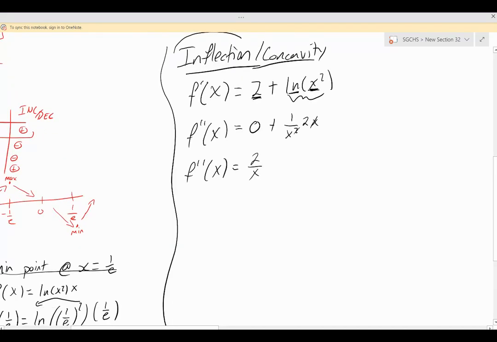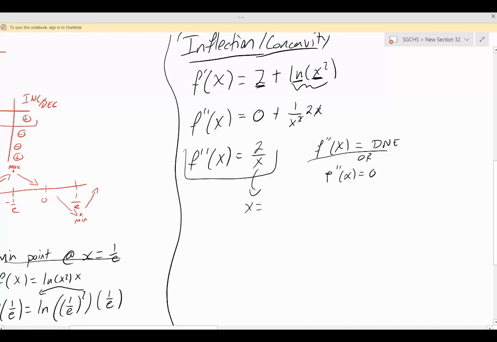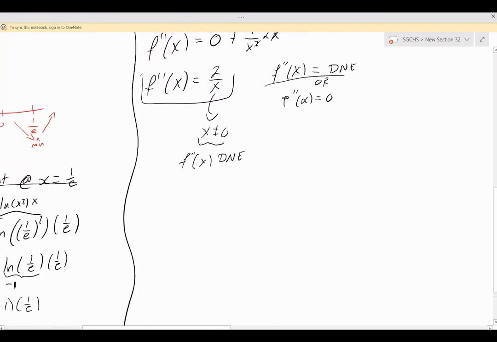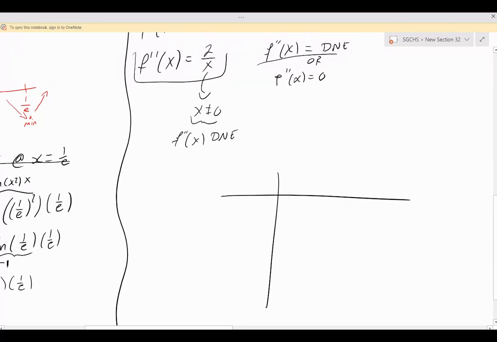Now, inflection points are quite similar to trying to find max or min values. They can either be tied to when the second derivative does not exist or the second derivative equals 0. Hopefully you notice that this can never equal 0, but it has a non-permissible value where x cannot equal 0. So this is making your second derivative not exist. So now we have a critical value and a possible value for an inflection point. So let's create a table and figure out where you have concave down intervals and concave up intervals.